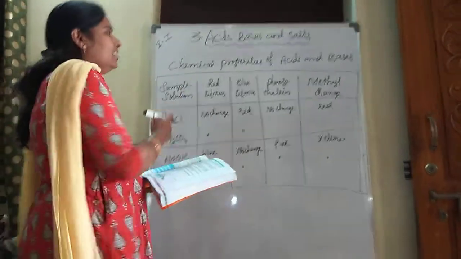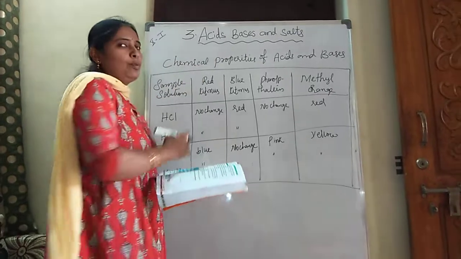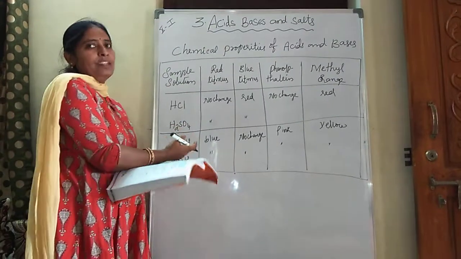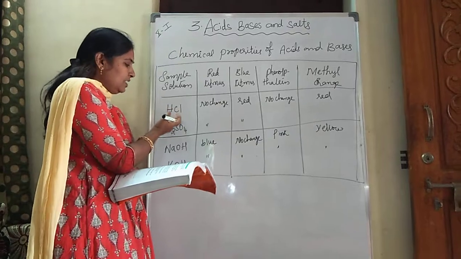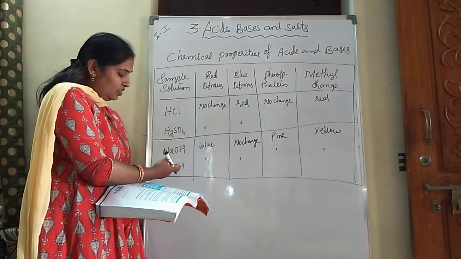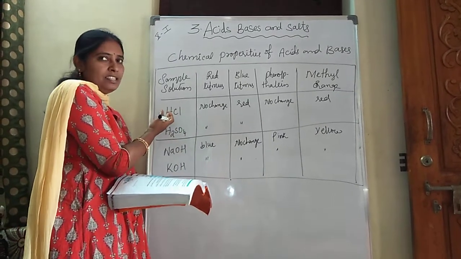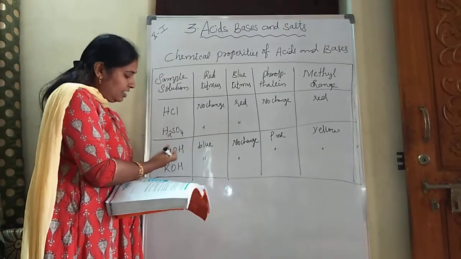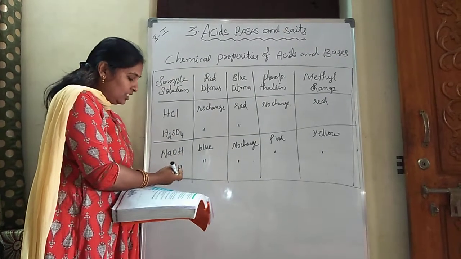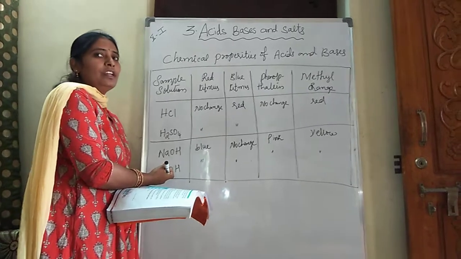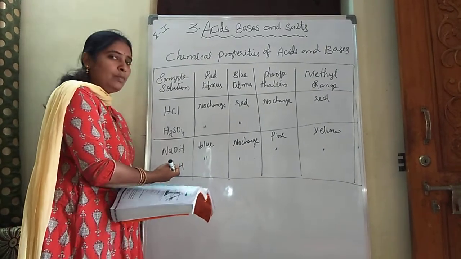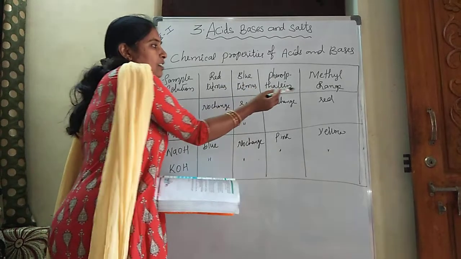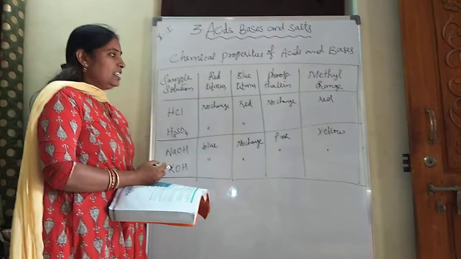Students, now let's read about the chemical properties of acids and bases. Here I took some sample solutions to explain the chemical properties, that is HCl, sulfuric acid, NaOH and KOH. What is HCl? Hydrochloric acid. What is H2SO4? Sulfuric acid. NaOH, sodium hydroxide, and KOH, K is the symbol of potassium. KOH is nothing but potassium hydroxide. Red litmus, blue litmus, phenolphthalein and methyl orange are used as indicators.